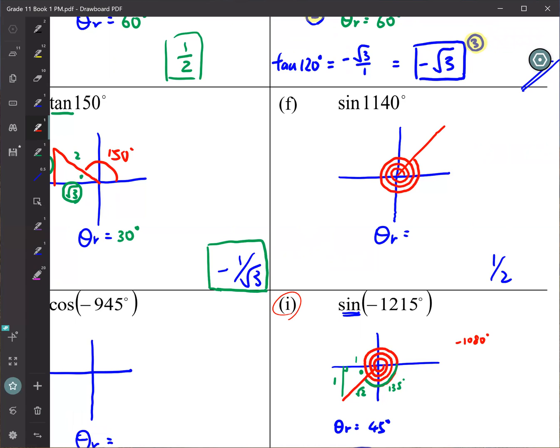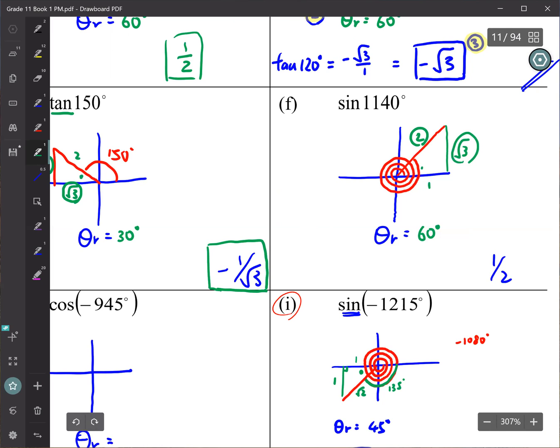Okay, and then you make the reference angle. So this is 60. Big angle, big side, right? So √3, 1, 2. Any questions so far? And then opposite over hypotenuse, so it should be √3/2. And this is in first quadrant, so everything should be positive. Okay?